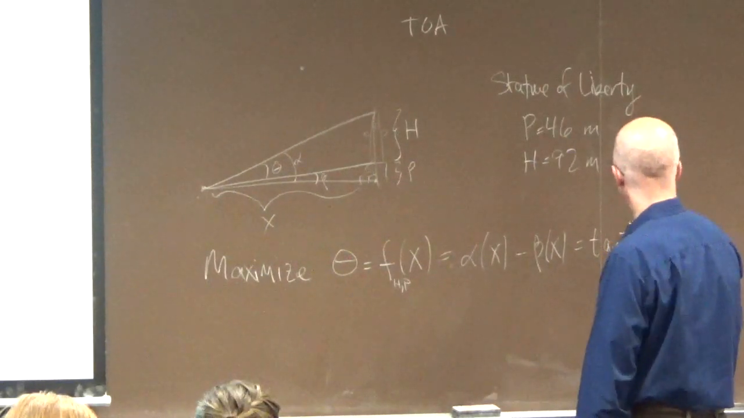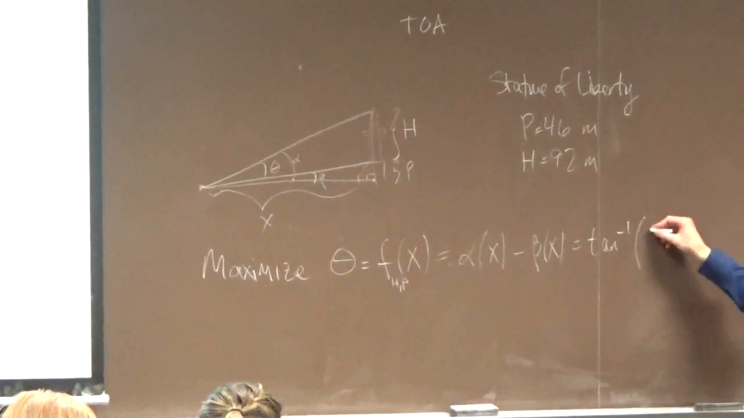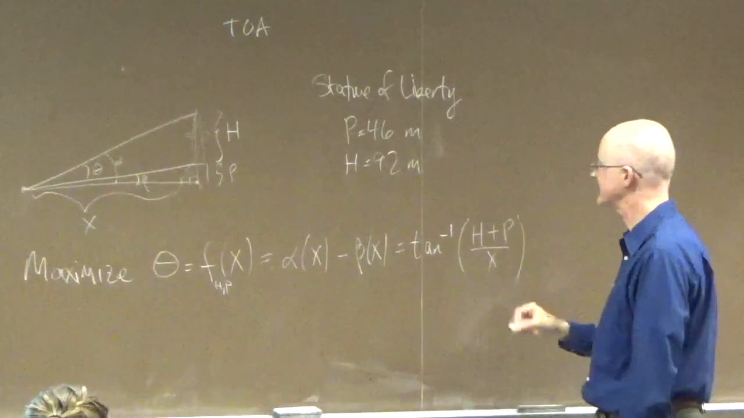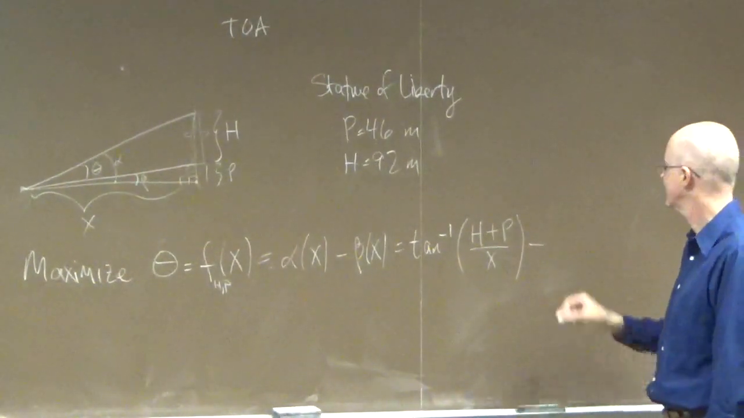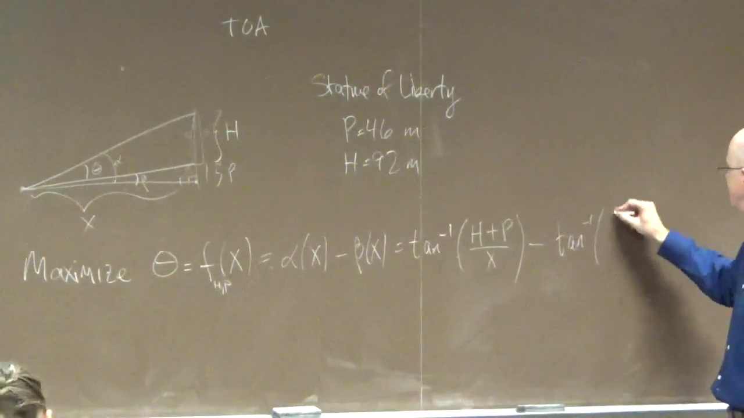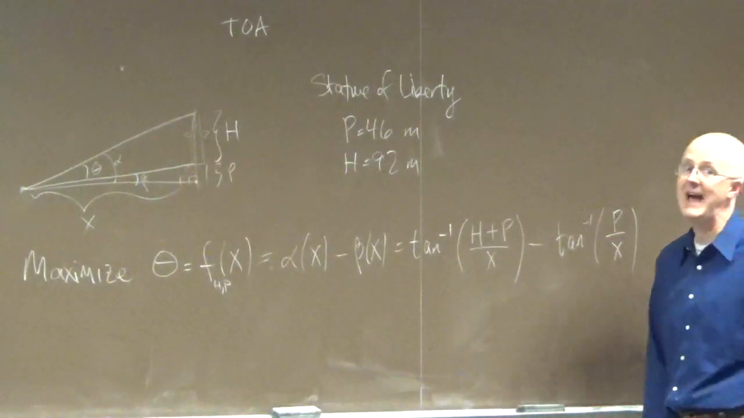Uh-oh, this looks complicated. Inverse tangent for alpha, the big one: opposite is h plus p, adjacent is x. For beta, it's an angle as well. Opposite side is p, adjacent side is x. I guess this is the function we have to maximize.